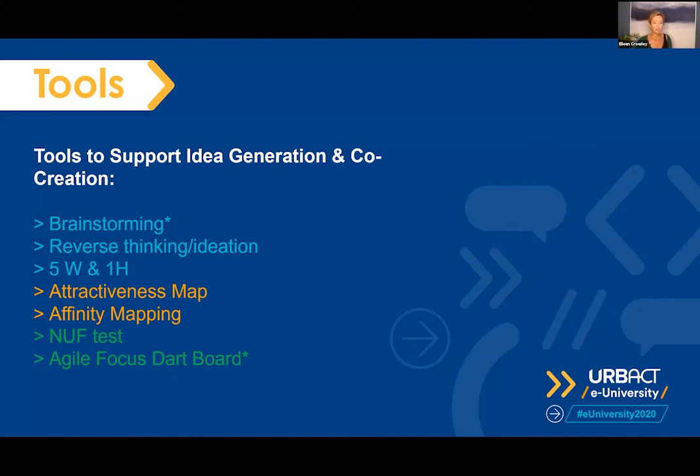So I'm going to recap here now on some of the tools that we looked at. We looked at brainstorming, reverse thinking ideation, the 5 W's and 1 H method, the attractiveness map, affinity mapping, the NUF test, and the Agile Focus Dartboard. Now I've color coordinated them. So you can see that the blue ones are really good for the opening stage of your idea generation session. Orange is for the exploratory stage and green for the closing stage.